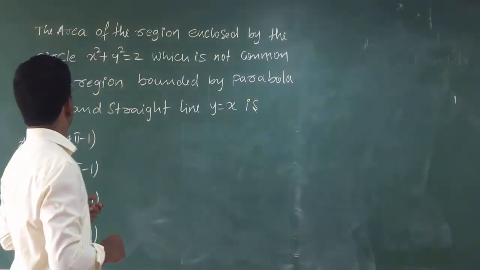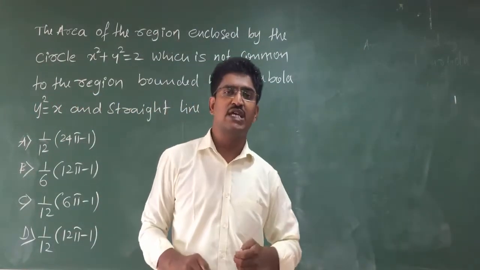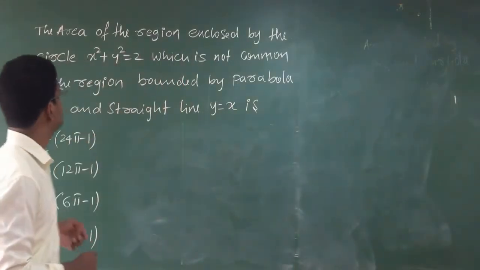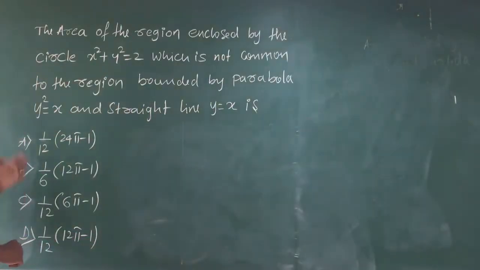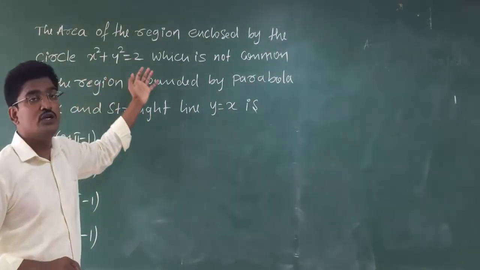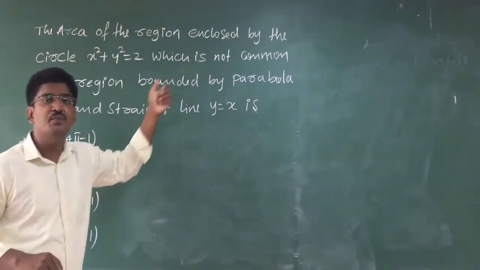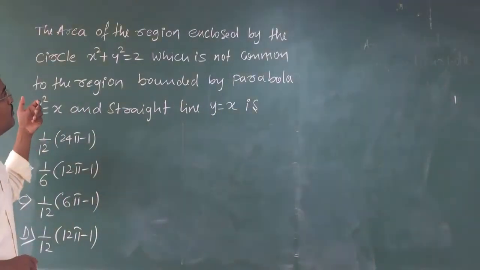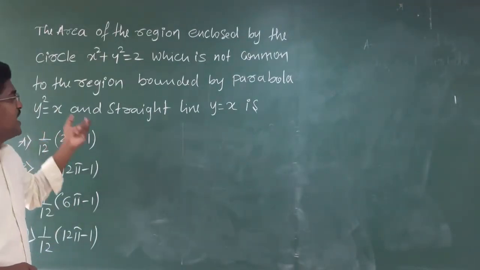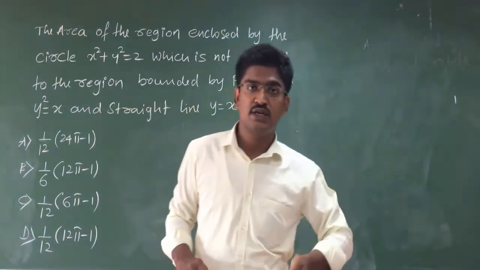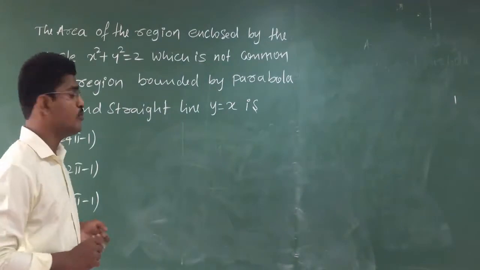Here, the first question is from the chapter of application of integrals. What they have asked: the area of the region enclosed by the circle x square plus y square equal to 2, which is not common to the region bounded by the parabola y square equal to x and the straight line y equal to x. First, let us draw the diagram.